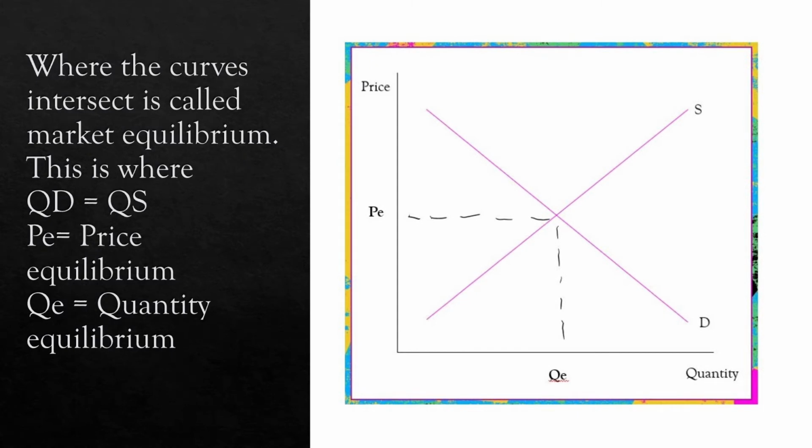Where these two curves intersect is called market equilibrium. We use the label PE, which stands for price equilibrium, and the label QE, which stands for quantity equilibrium. We do our dotted lines which reflect this, and that middle point is the perfect point where supply and demand is equal. All the producers and what they supply and create for the marketplace is exactly equal to all the consumers who want to purchase that good or service.